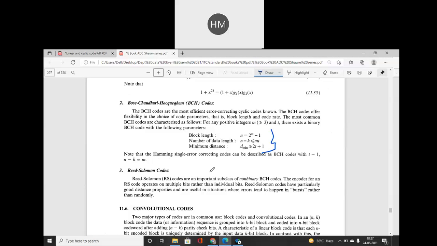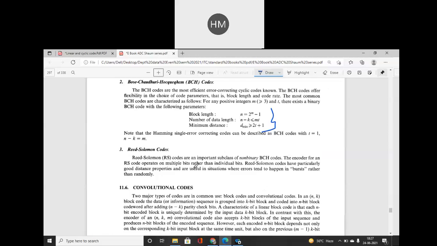Then Reed-Solomon code. RS codes are an important subclass of non-binary BCH codes. Generally, this is not asked you in the exam. These are some advanced codes which are asked in your master's degree. So non-binary BCH codes are your Reed-Solomon codes. Okay. Next topic is your convolution code, which we will discuss in the next class.